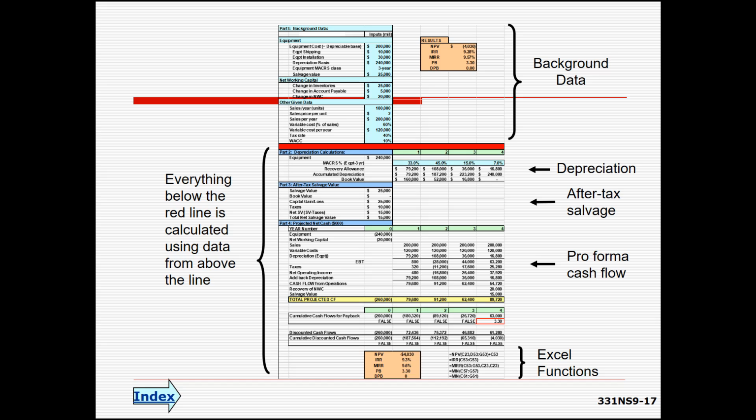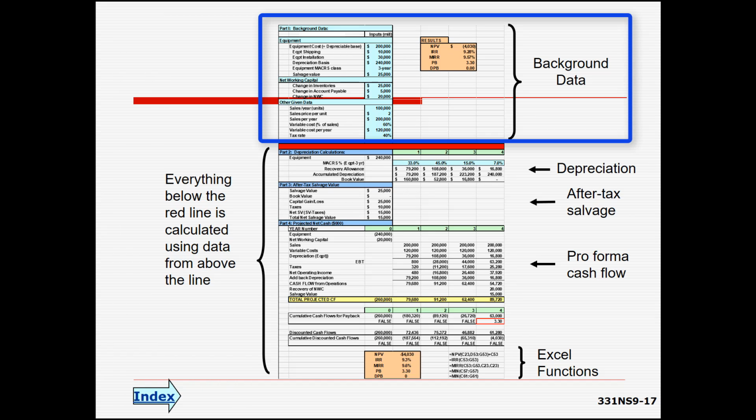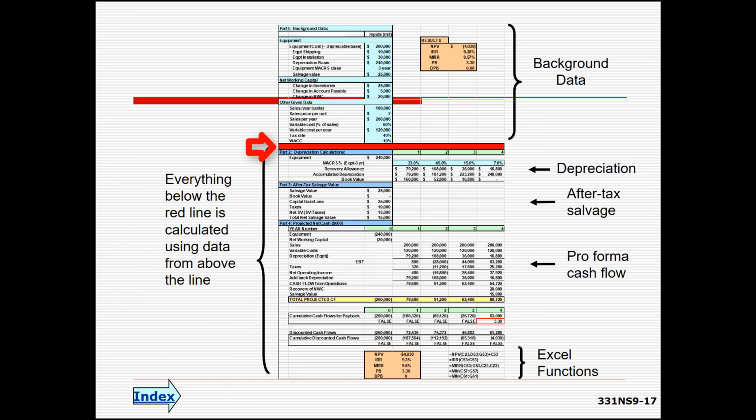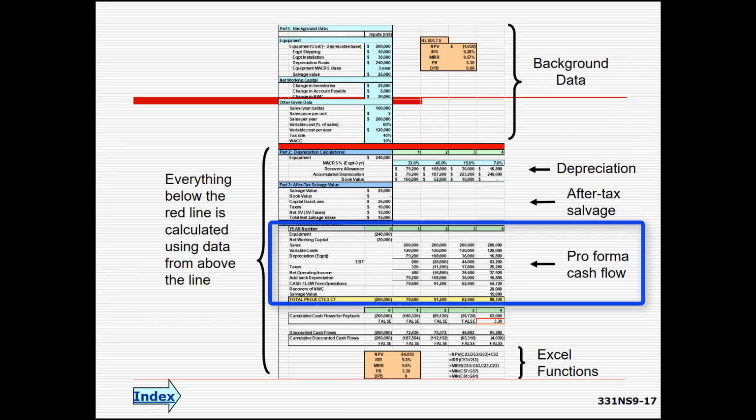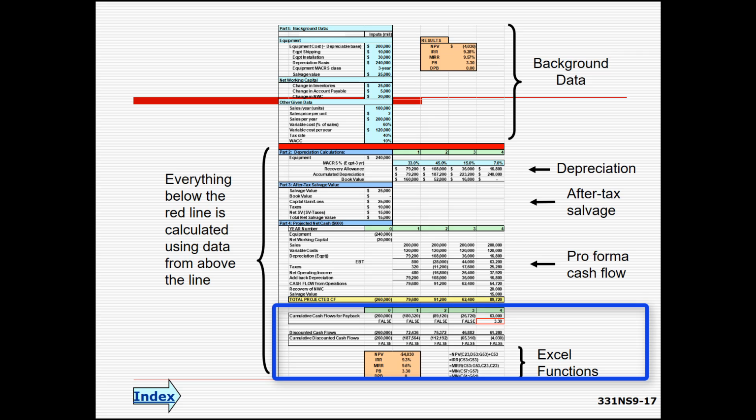This shows the whole worksheet with the various sections highlighted. All background data at the top. Note the red line. Everything below the red line, except the depreciation percentages, should be picked up from or calculated from something above the red line. Next comes the depreciation section, after-tax salvage value, pro forma cash flow, and finally the Excel functions.